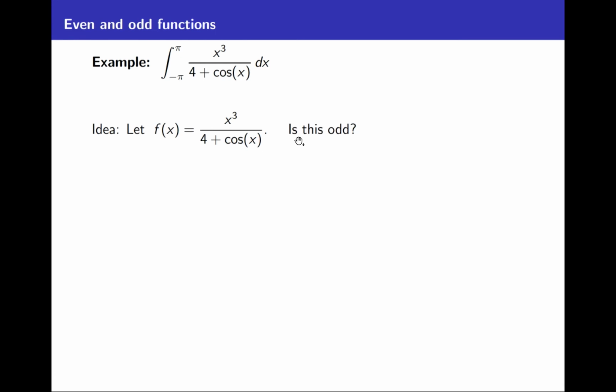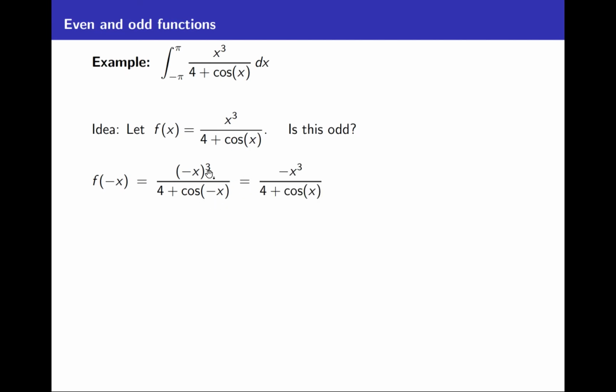Is it odd? If it were odd, then since we have this definite integral where the lower limit of integration is the negative of the upper one, our property of odd functions would say this integral equals 0. So let's check and see if this function f of x is odd. We would have to look at f of minus x and see if we get negative f of x. And let's check it. F of minus x, if you plug the minus x in here and here, is minus x cubed over 4 plus cosine minus x.